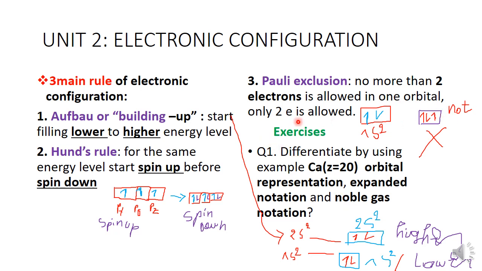Example exercise: differentiate, using the example of calcium, the orbital representation, expanded notation and noble gas notation. In orbital representation you use orbital boxes; for expanded notation you use 1s2 2s2 and so on; and for noble gas notation you also use that form. Yes, in your exercise book, try to do it. Yes, I think that it is easy.